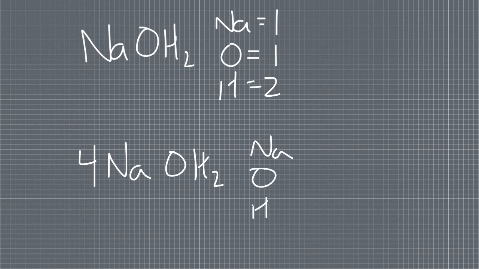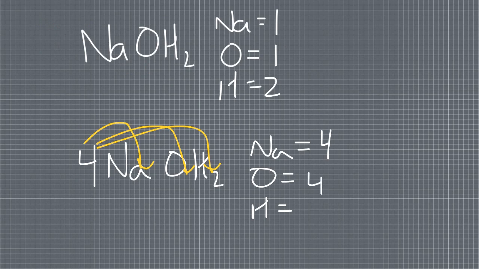So if I'm identifying how many elements or how many atoms I have of each element, again, I'm going to distribute this 4 to every single subscript that is written. Okay? And so I would have 4 sodiums, 4 oxygen, and 8 hydrogen, due to having 4 of these NaOH2s. If it was 1, 1, 2 with 1 of them, with 4 of them I'm going to have 4 times the amount, so 4, 4, and 8.